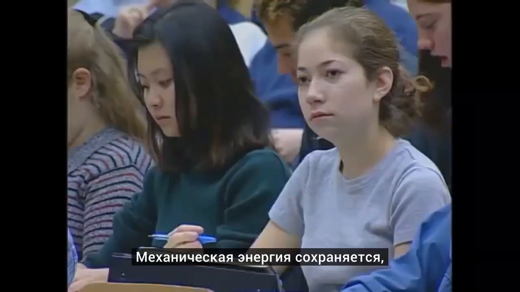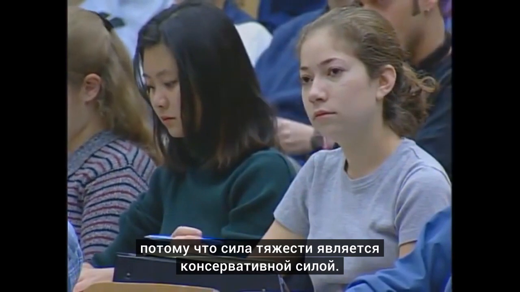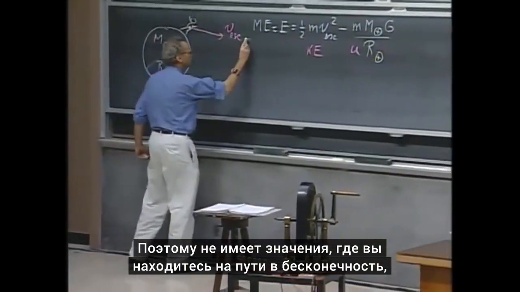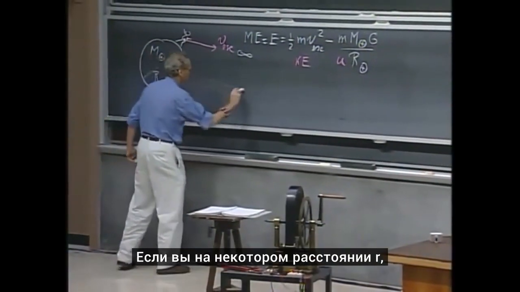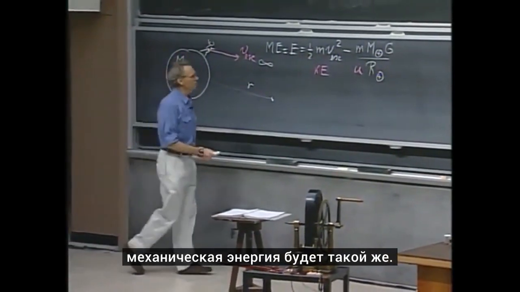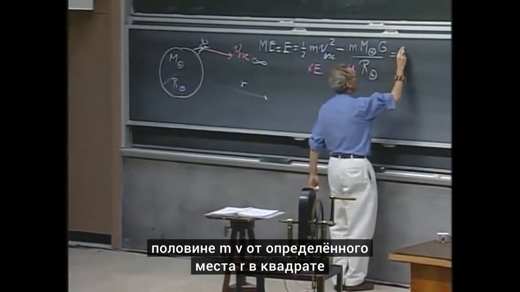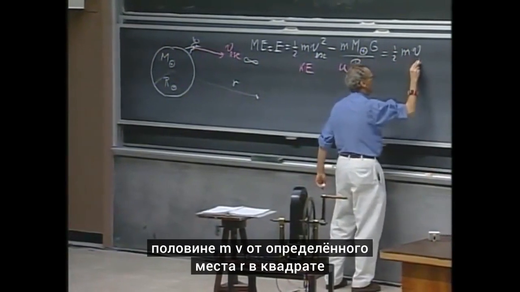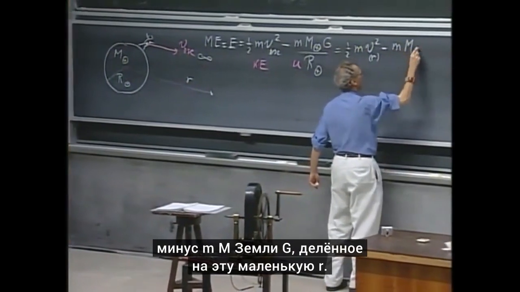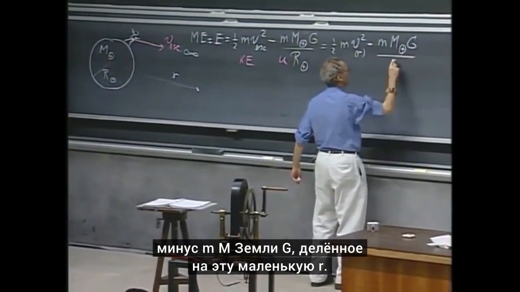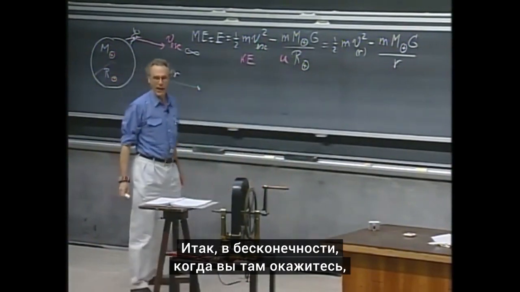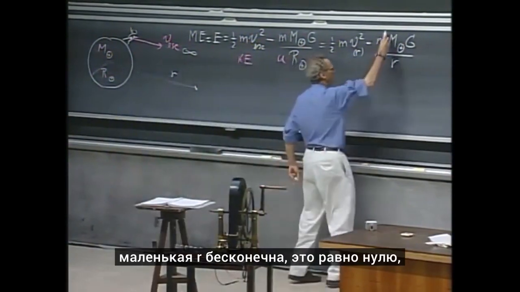Mechanical energy is conserved because gravity is a conservative force. So no matter where you are on your way to infinity, if you are at some distance r, that mechanical energy is the same. And so this should also be 1/2 m v squared at a particular location, minus m M_Earth G divided by that little r. And so at infinity, when you get there, little r is infinity, this is 0.